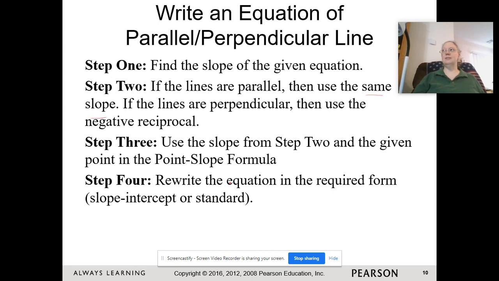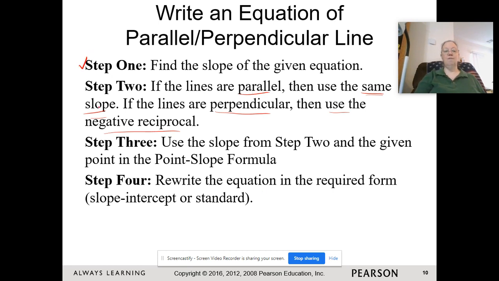If you recall in section, I think it was 3.4, maybe 3.3, I don't remember, but it's important for you to remember parallel lines have the same slope. Perpendicular lines use negative reciprocal slope. So we're going to use that information to be able to write equations of parallel and perpendicular lines.